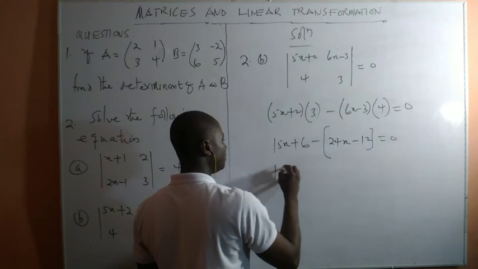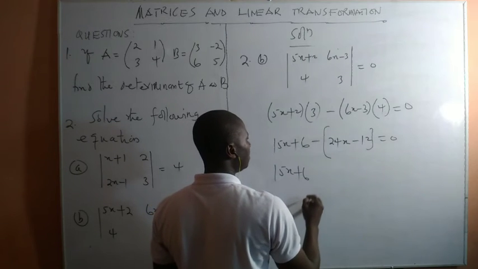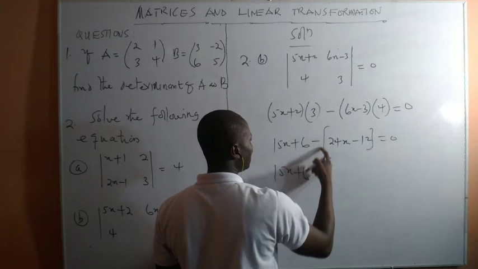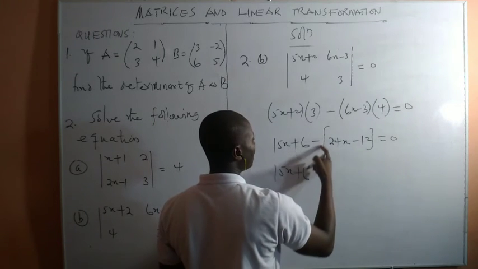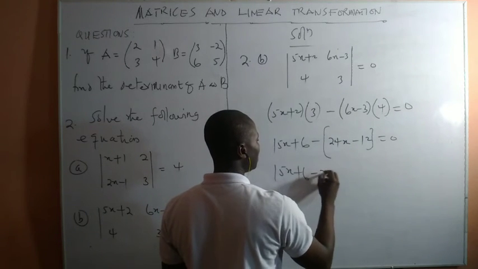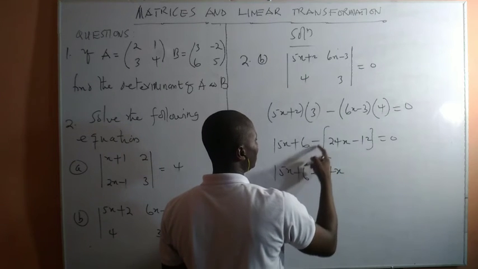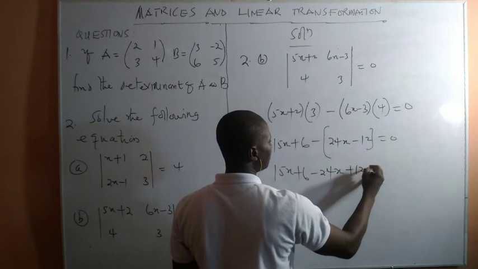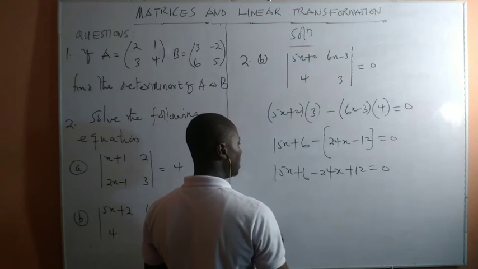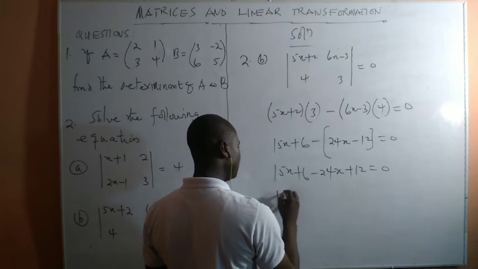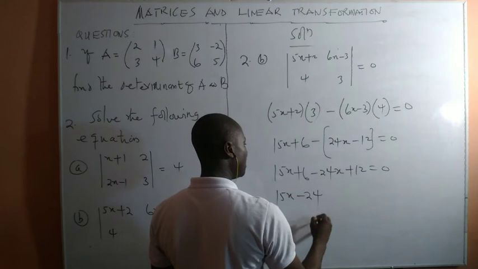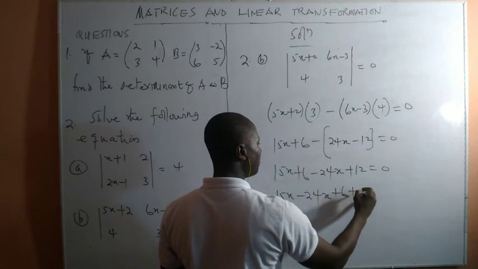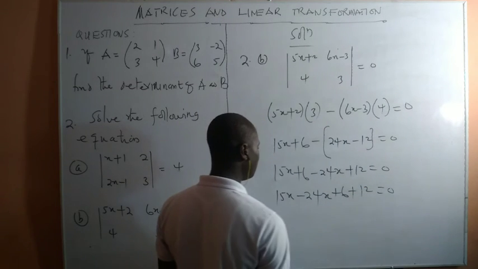So we have 15x plus 6. Then we have minus 1. Don't forget that the coefficient here is 1. There's a constant there, but it is not written. So we have minus 1 times 24x, and that will give us minus 24x. And the same minus 1 times minus 12 will give us plus 12. And this will be equal to 0. Now we group the terms. So we have 15x here. We have minus 24x here. Don't forget we have plus 6 here. Then we have plus 12 here. This is equal to 0.